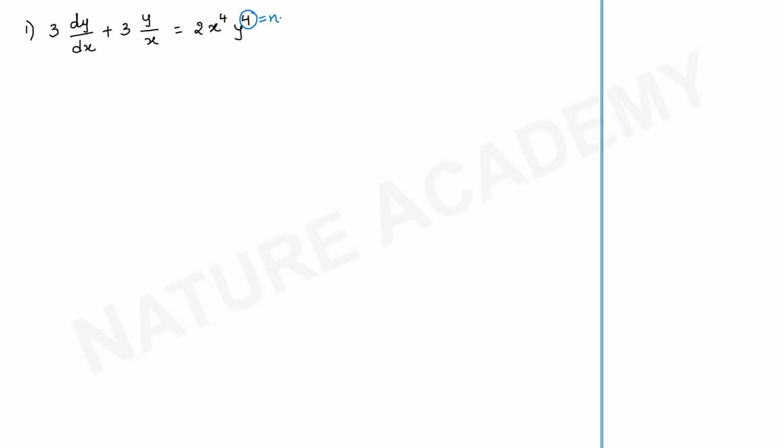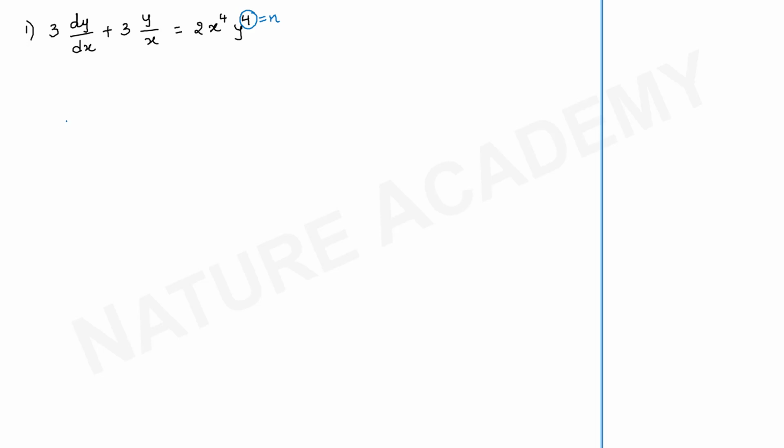If there was no y here on the right hand side, if there was only 2x raised to 4, then we would say that this is a linear differential equation and we would directly solve it. Now we have to reduce this differential equation into linear form. Then we have to find the general solution of this equation.